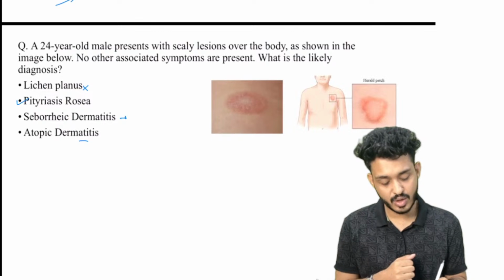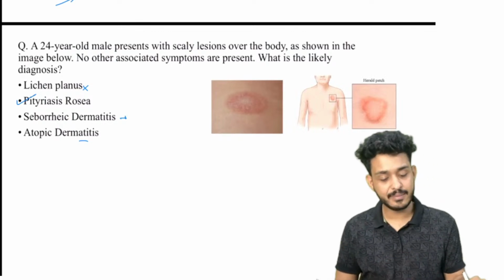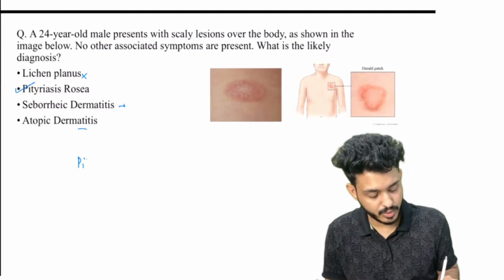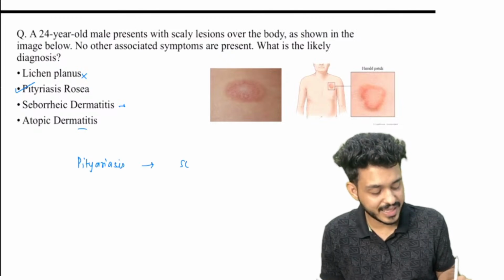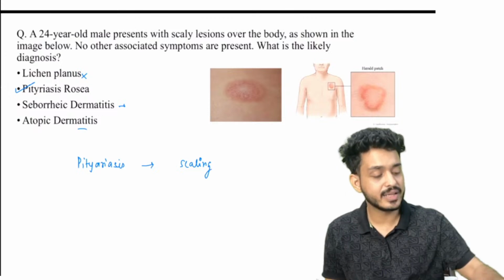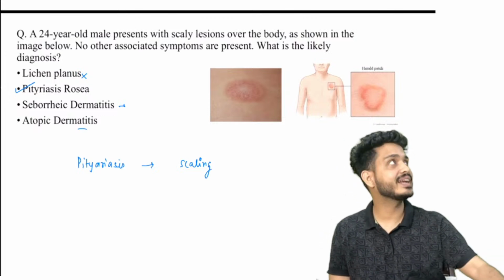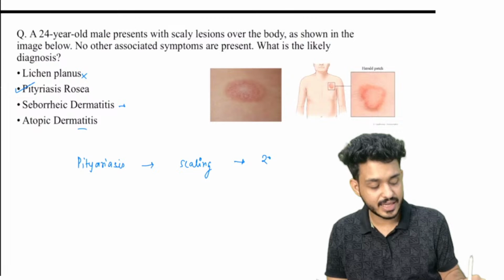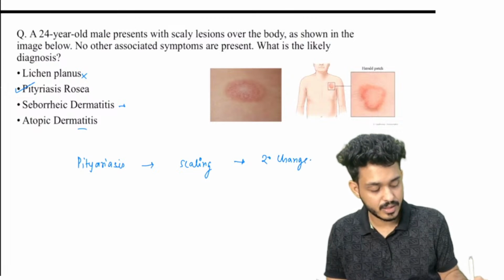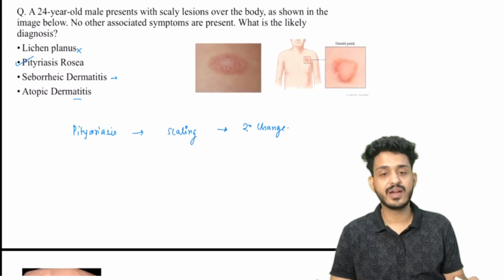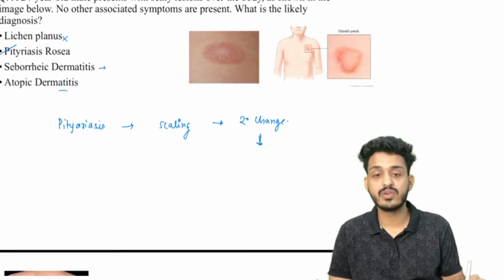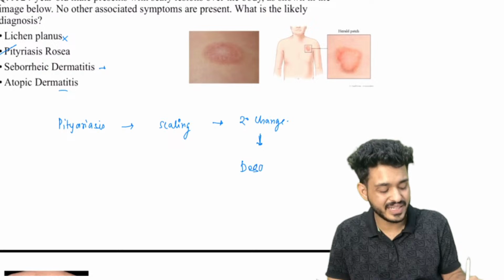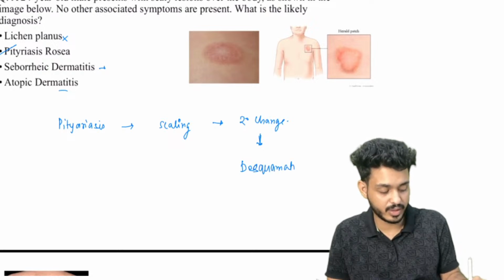So this is your pityriasis rosea, and the meaning of pityriasis, what I have told you, is scaling. And now I think you must be knowing scaling is a secondary change. You will be finding secondary change after some kind of trauma. Basically, what will happen? There will be desquamation of stratum corneum.